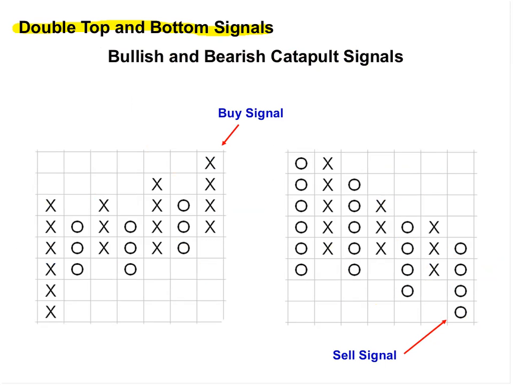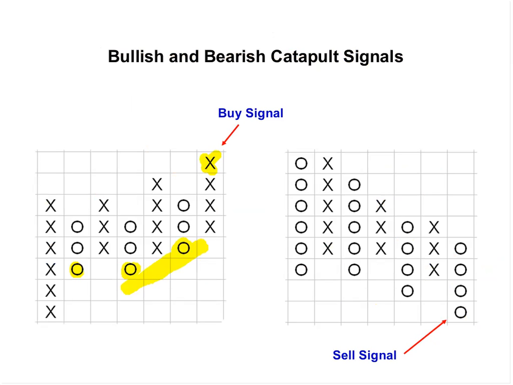All right, now there's other patterns, and this is just one set of them, and that is catapult signals. And these are fairly reliable ones where you have a bullish breakout, and yet you have ascending columns of O's here. See that? How the previous column of O's did not go down as far as the previous one? Okay, that's called a catapult formation.